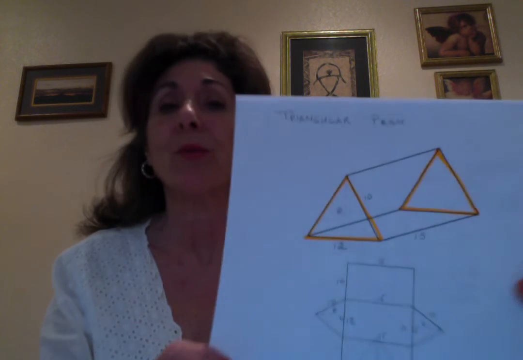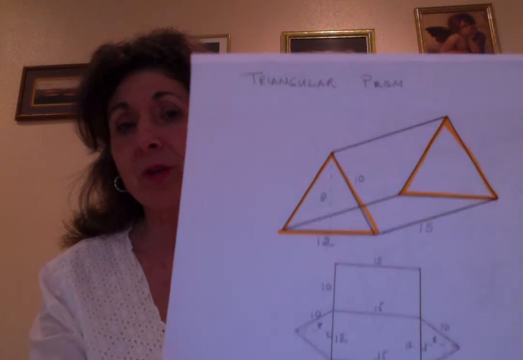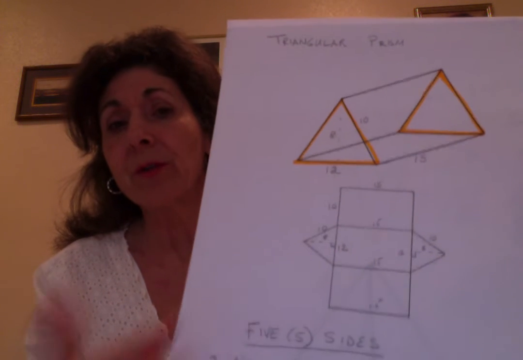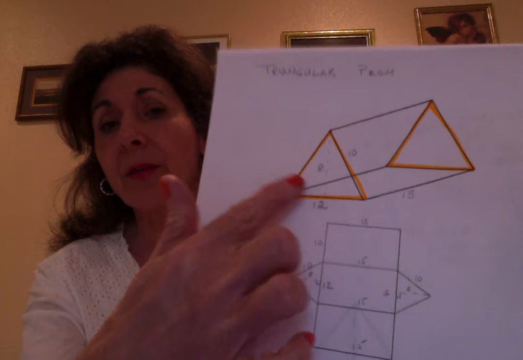Just want to talk to you for a couple minutes about a triangular prism, and then we're going to look at a square pyramid. So I have some notes here and some pictures. The first one is a triangular prism. Here's a picture of a triangular prism. First we have what it looks like in 3D.